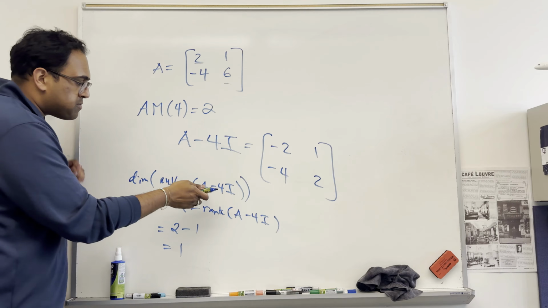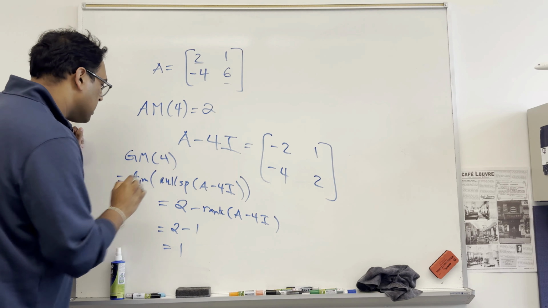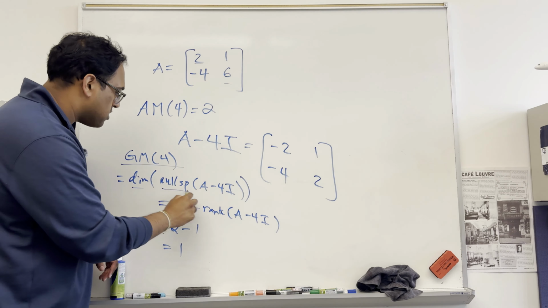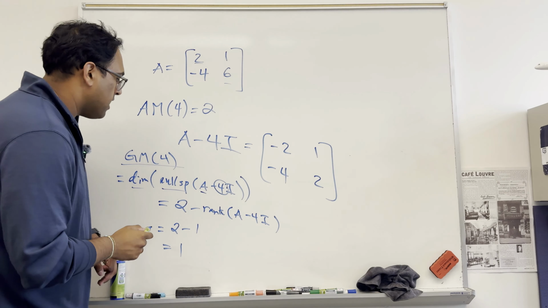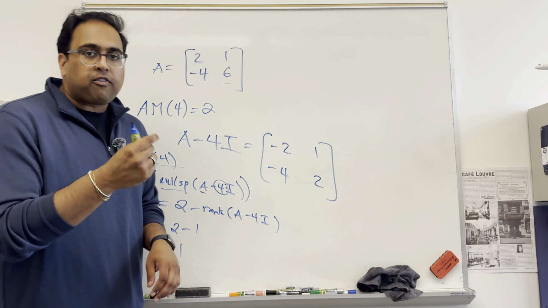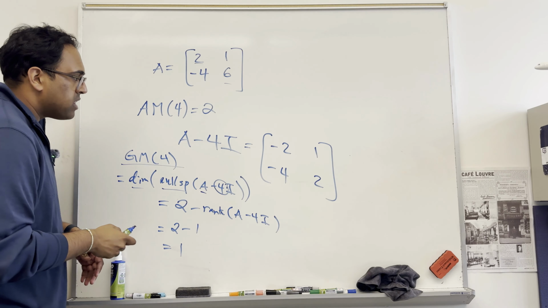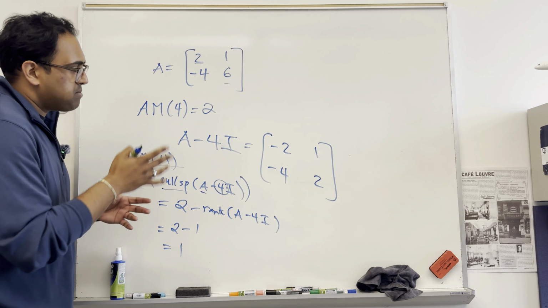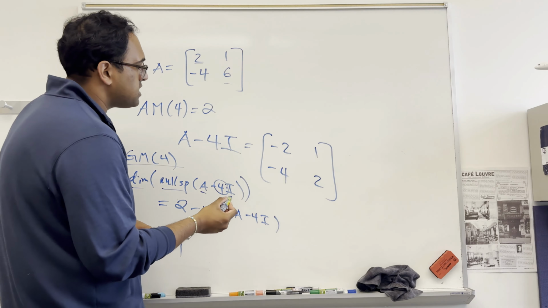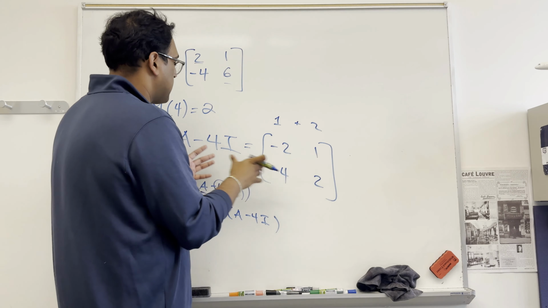But the dimension of the null space of A minus lambda I is just the geometric multiplicity of the eigenvalue 4. That is how we define the geometric multiplicity of an eigenvalue. It's the dimension of the null space of A minus that lambda times I. But since the dimension of the null space of A minus 4I is 1, it means I can only find one linearly independent eigenvector for the eigenvalue of 4. That linearly independent eigenvector points in the direction of the vector 1, 2. Right? Because if I take 1 of this column plus 2 of this column, I get back the 0 vector. That's in the null space of A minus 4I.